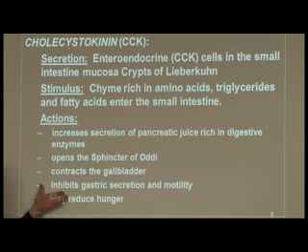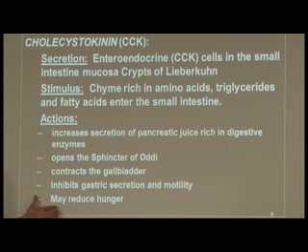It also inhibits gastric secretion and motility. So as the stomach's emptying again, CCK with secretin is going to begin to decrease the activity of the stomach and move the activity into the small intestine.